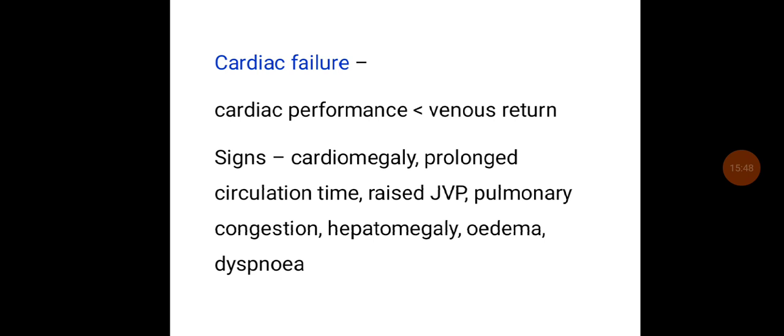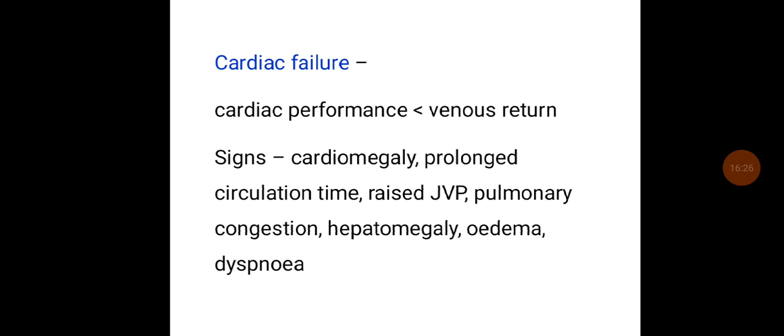Okay, so some of the signs of cardiac failure, there can be cardiomegaly, prolonged circulation time, raised JVP, especially in right ventricular failure. Pulmonary congestion occurs in the left ventricular failure, hepatomegaly occurs in the right heart failure, the general edema, the limb edema usually occurs in the right ventricular failure. Dyspnea occurs mainly because of the congestion in the lungs because of the failure of the left ventricle.